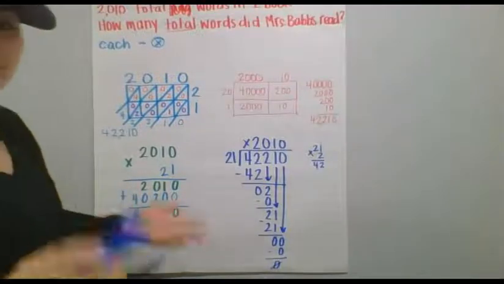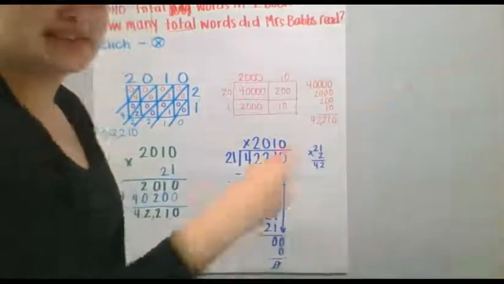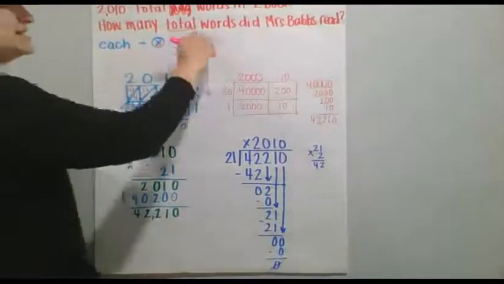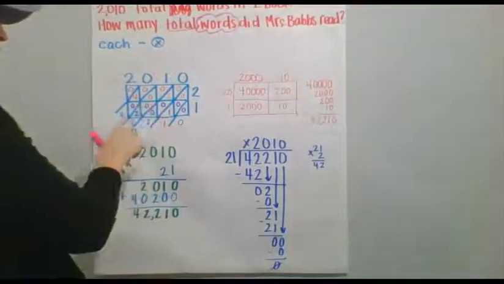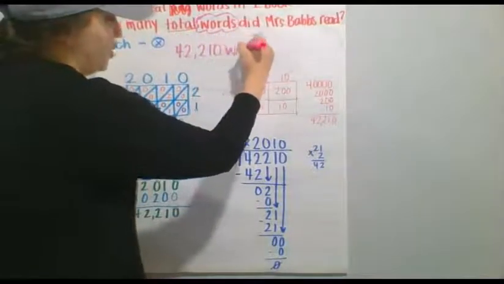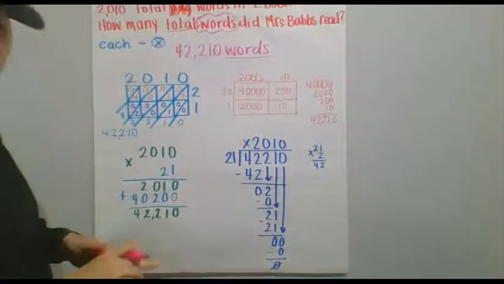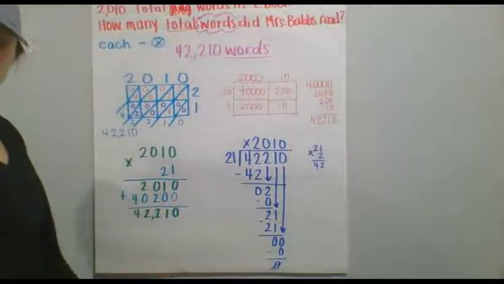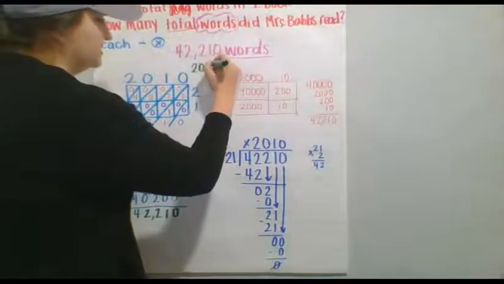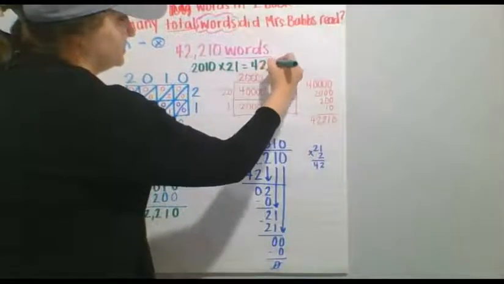All right. So we've done 3 different strategies, and we've checked our work. So at this point, we want to write down what our answer is. So our answer, we're asking how many words we read, and we read 42,210 words. Remember, it's asking for the unit, and your unit is words. So now for your equation. This one's pretty simple because we're just multiplying, so you're just going to show that 2010 times 21 gave me 42,210.